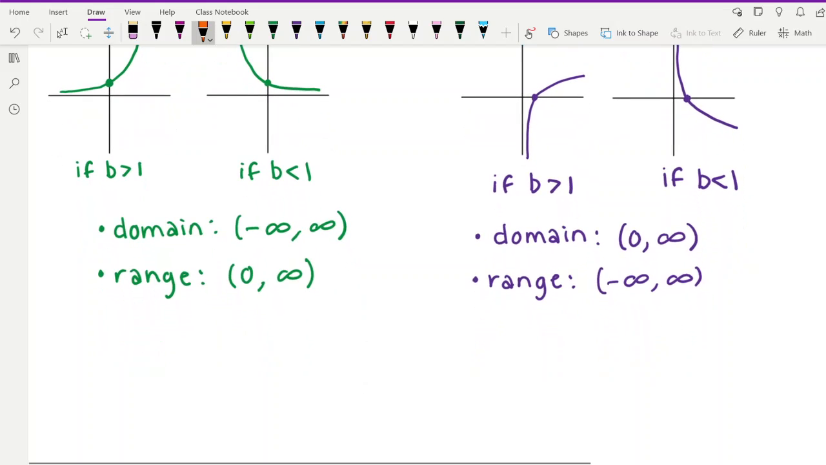Okay, what else do we have going on here? Well, we talked about how exponential functions always have a y-intercept of (0, 1).